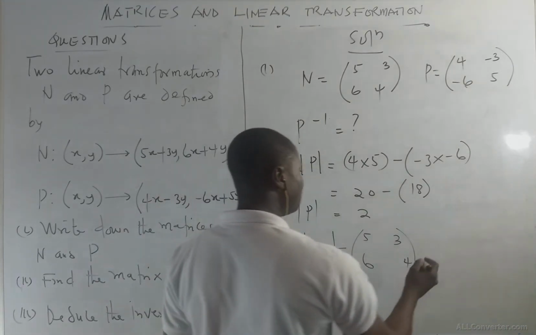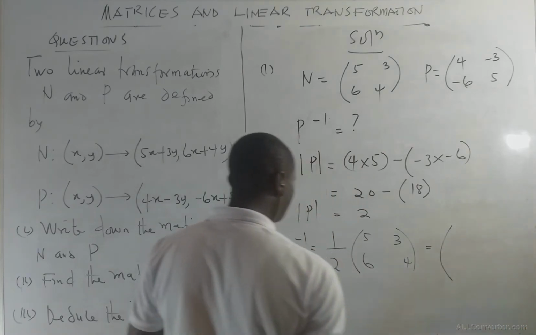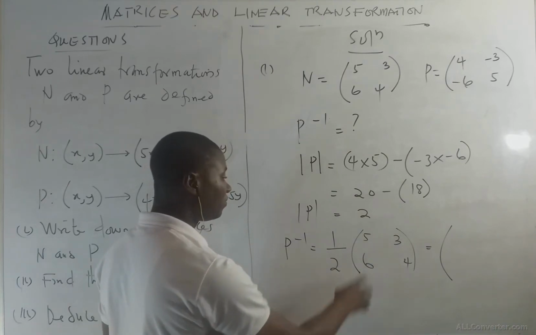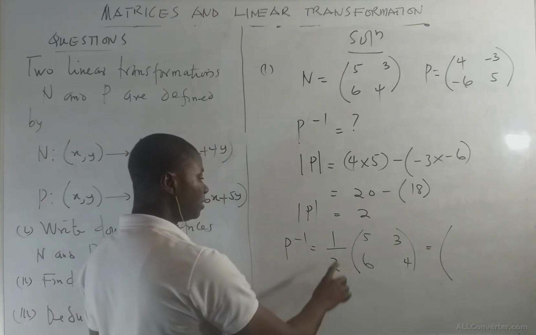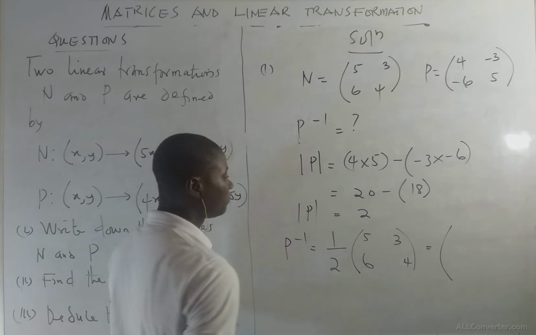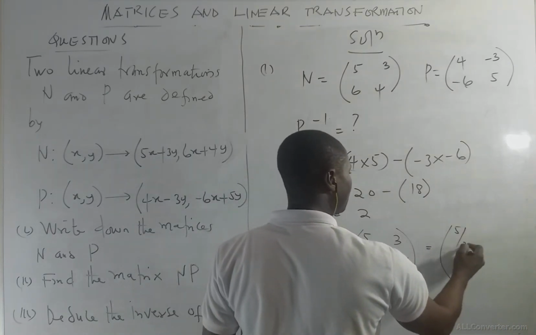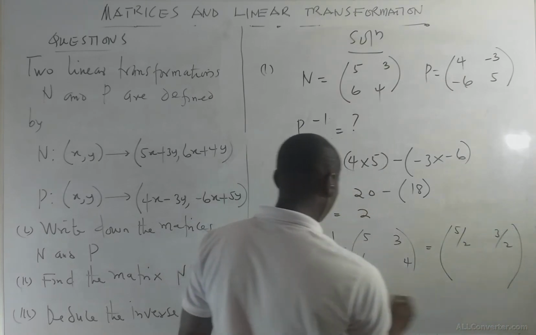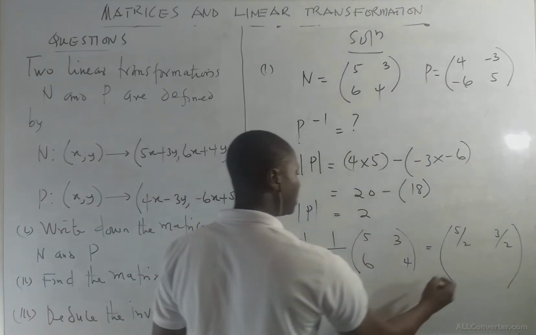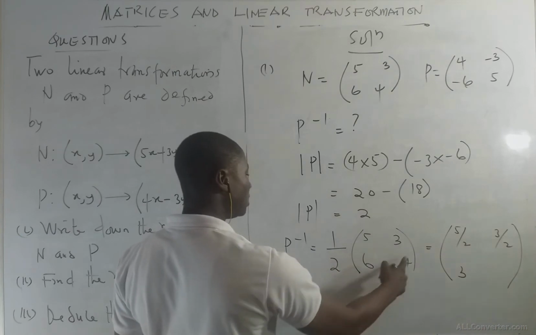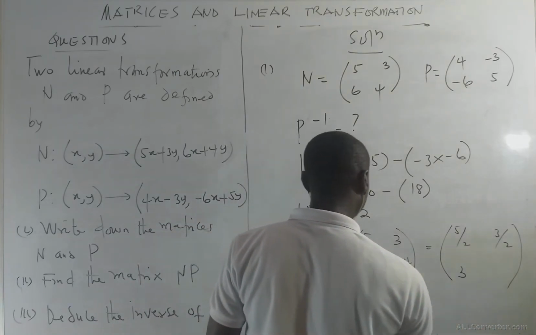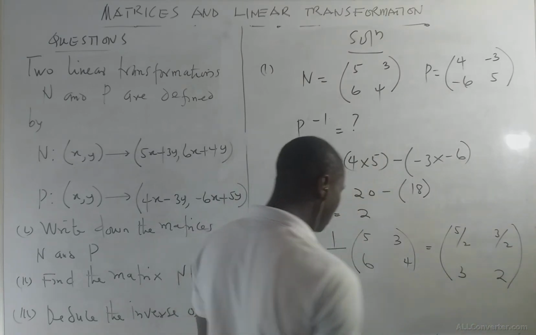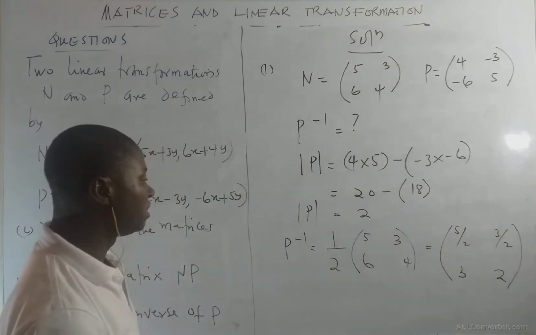Now we simplify, because when we get here, it is now multiplication of a scalar by the terms of the matrix. So we have 1 on 2 times 5 will give us 5 on 2. Then 1 on 2 times 3 will give us 3 on 2. Then 1 on 2 times 6, 2 goes into 6 is 3 times, so we have 3. And 1 on 2 times 4, 2 into 4 will give us 2. So this will be the inverse of P.